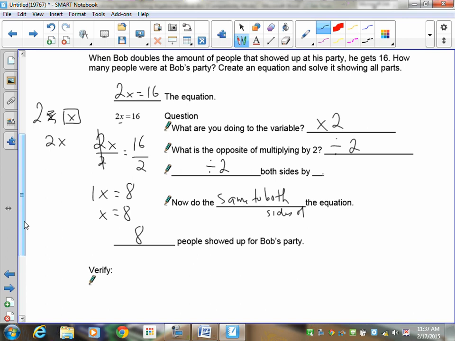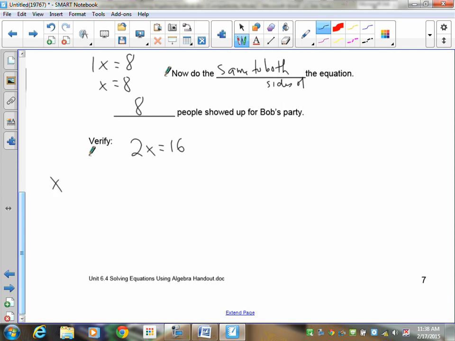All right, so let's verify to make sure we got this correct. I said my equation was 2x is equal to 16. I said that x was equal to 8. So if x is equal to 8, take out the x, put the 8 in its place, and find out, does the left side and the right side stay balanced? If it does, we know we did it correctly. 2 times 8 is 16, and since it balances, we know that we have the equation done correctly.